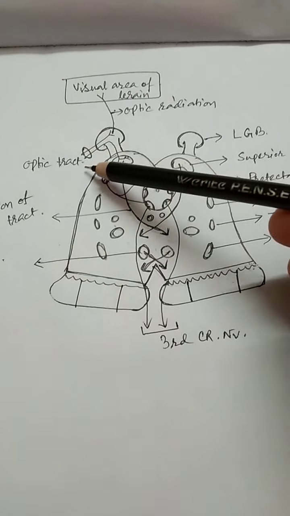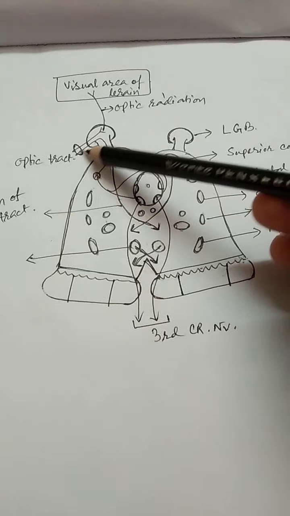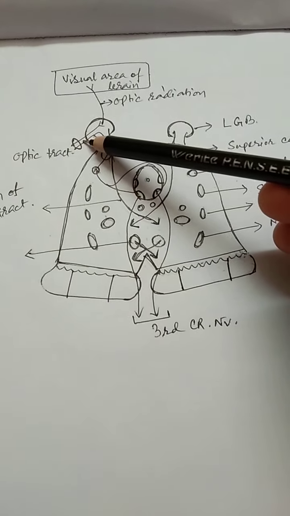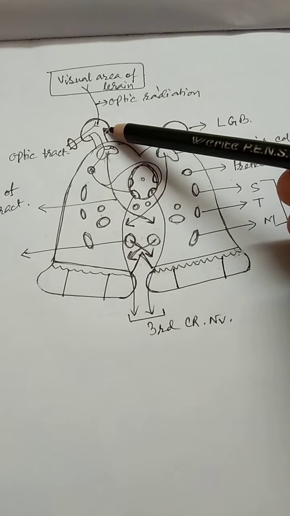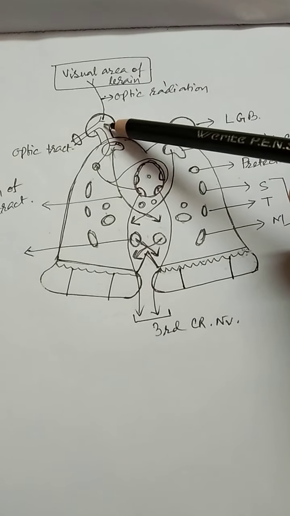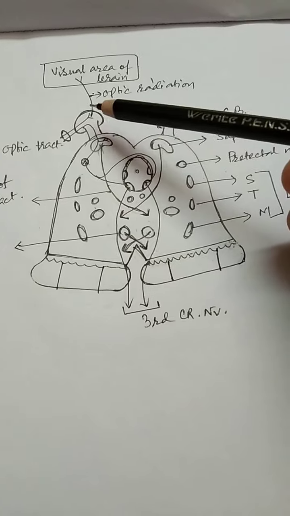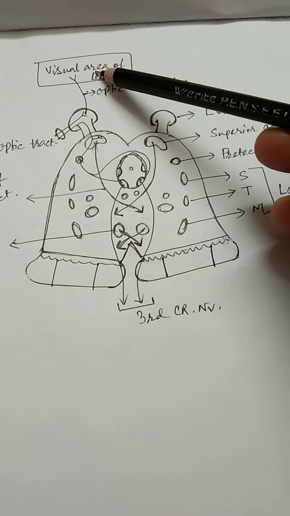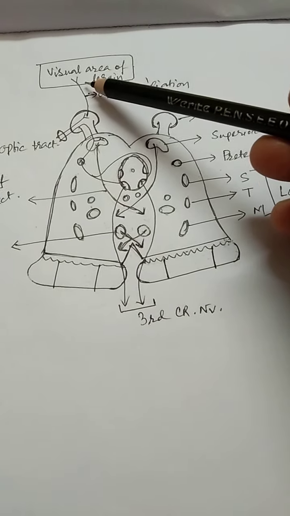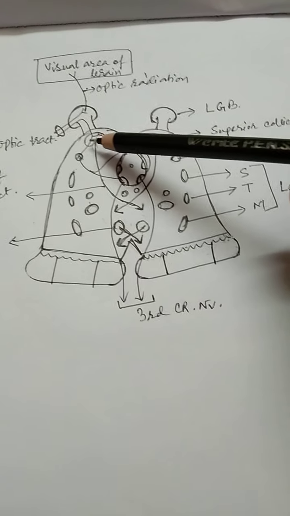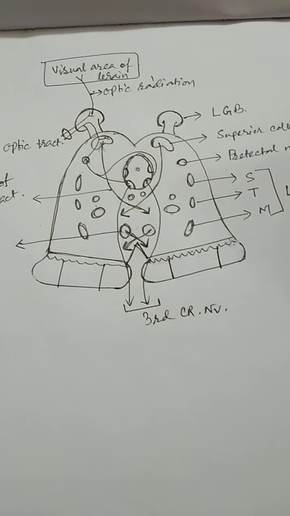Now, from the optic tract, can you see, the fibers enter the lateral geniculate body. After entering the lateral geniculate body, the majority of the fibers relay to the visual area of the brain by forming the optic radiation, and a few fibers enter the upper part of the midbrain, the superior colliculus. So you should remember this.